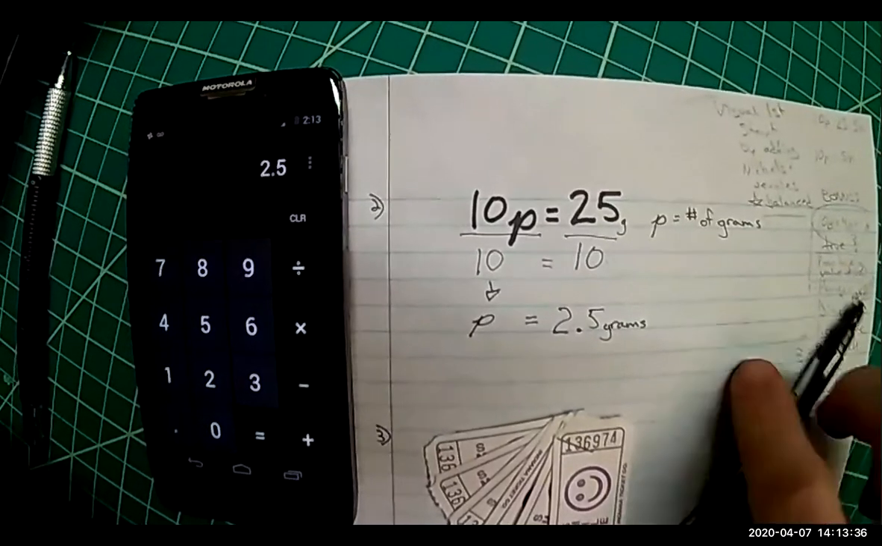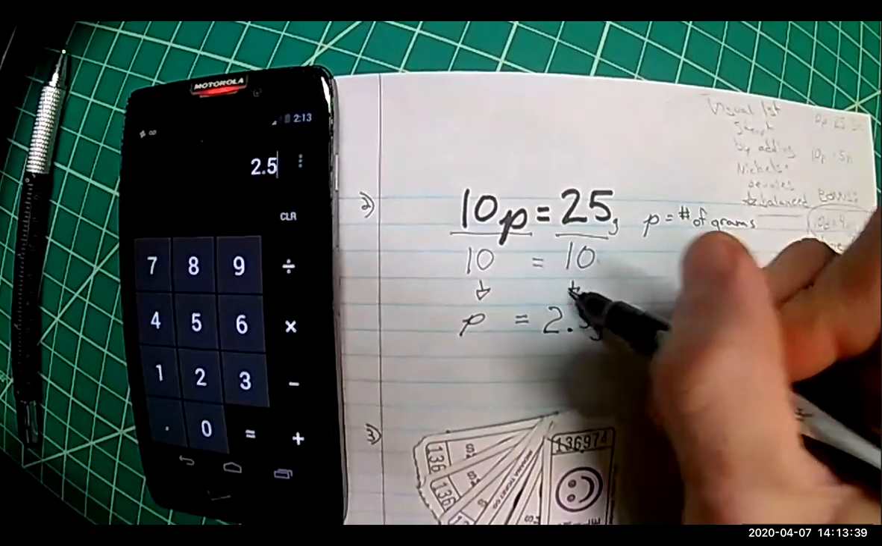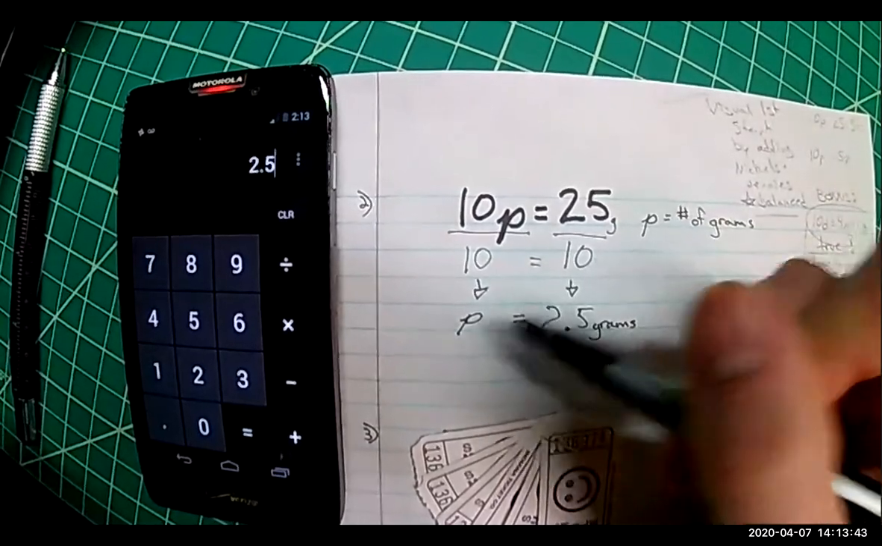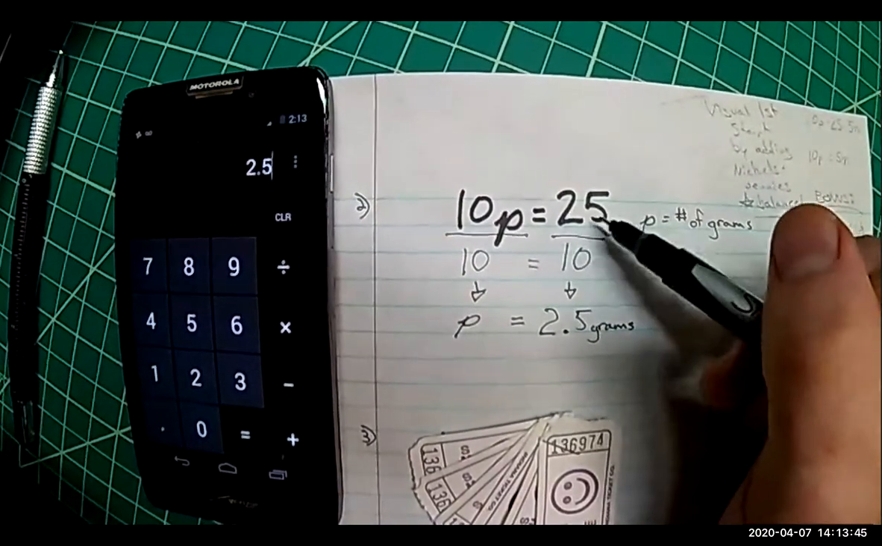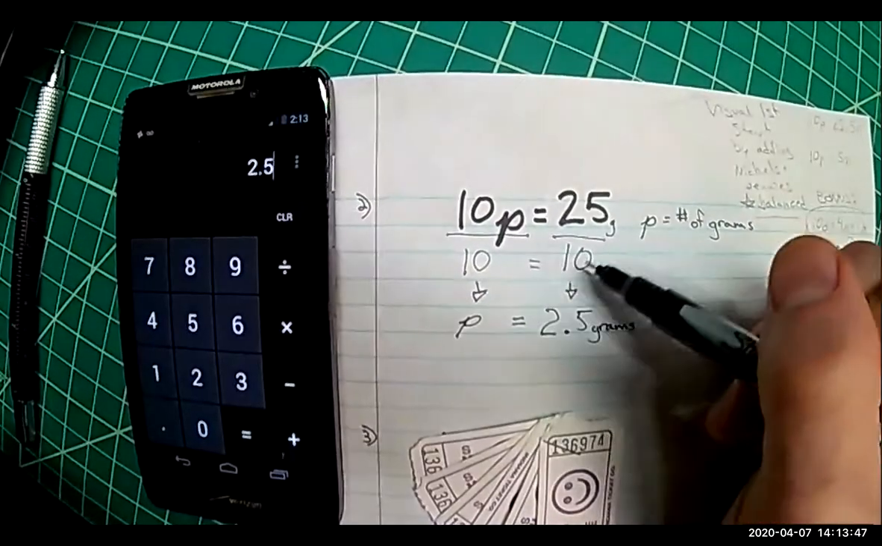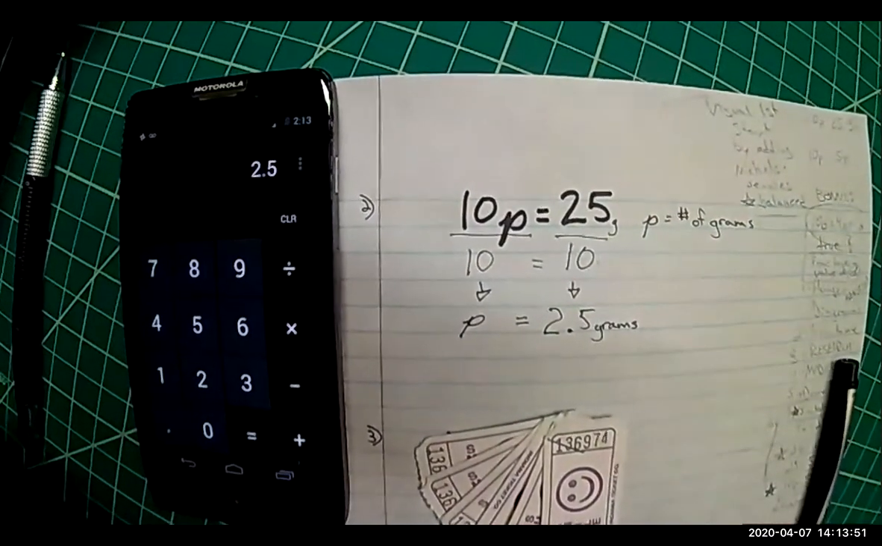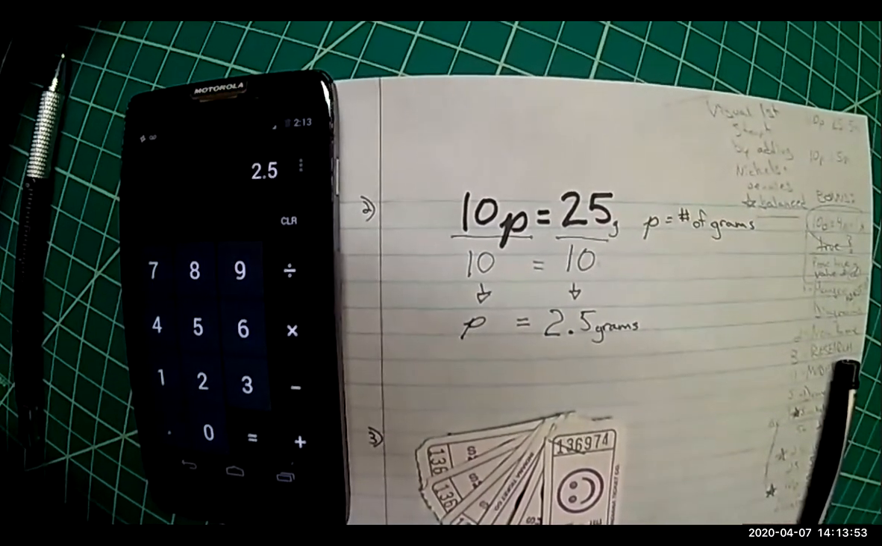Okay, we divided out this side to get rid of our coefficient, get it down to 1P. We divided 25 by what we did to the other side, dividing both sides by 10. We're going to come up with 2.5 grams, just like that. All right. Now, do we know we're right? Do we think we're right?